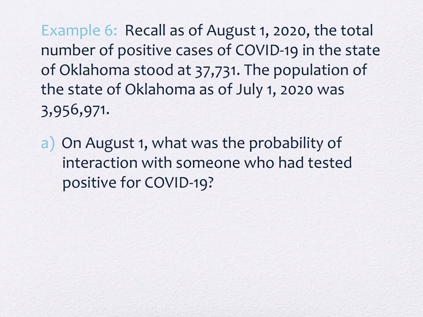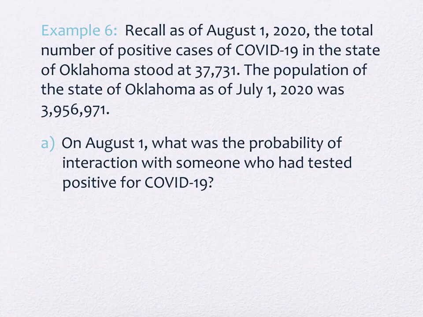The population as of July 1st, because that's the closest I could get, was 3,956,971. So we're going to ask part A. On August 1st, what is the probability of interacting with someone who had tested positive for COVID-19? Now, please keep in mind how that disease worked. That doesn't mean they were currently sick, right? They were supposed to be at home if they were currently sick. That's not the people we're talking about. We're just talking about the fact that you're having a casual conversation, and the person you're talking to happened to have had it in the past 8 months, basically, since people had started reporting it.